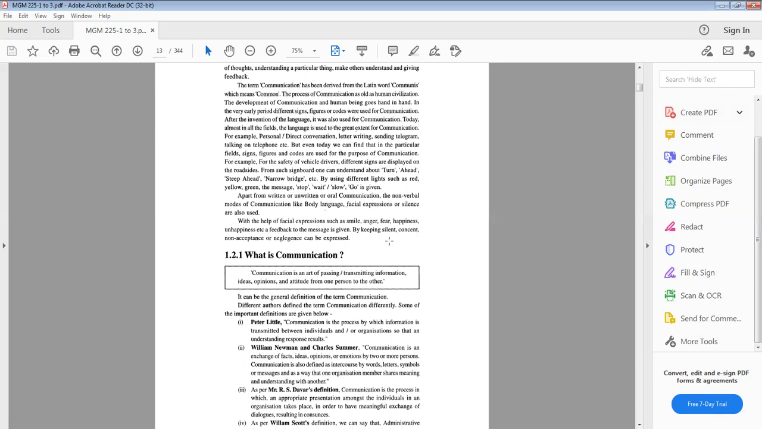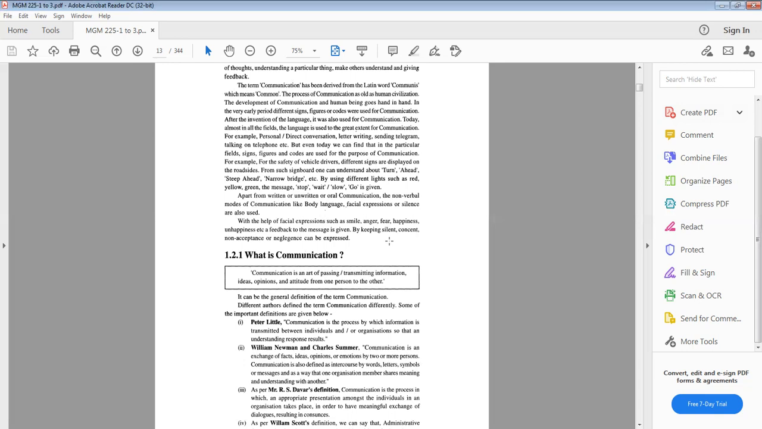Peter Little: Communication is a process by which information is transmitted between individuals and or organizations so that understanding and response results. As per Williams' definition, we can say that administrative communication is the process in which ideas and thoughts are communicated correctly, which results in feedback and appropriate action, which in turn results in assurance of achieving the objectives of an organization.